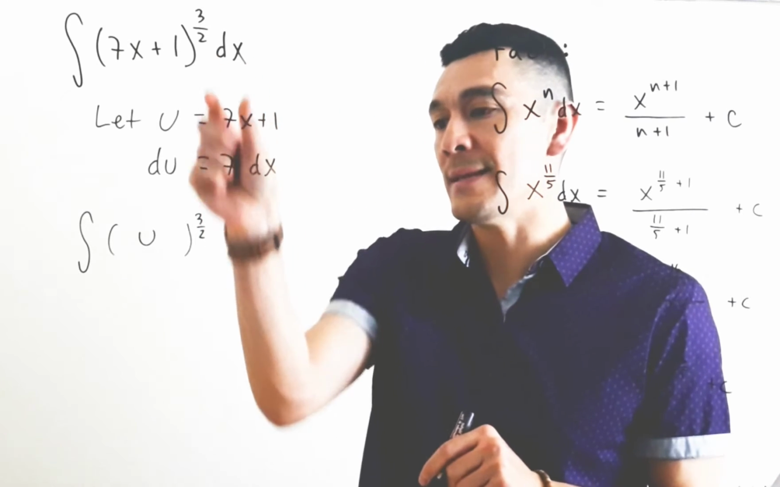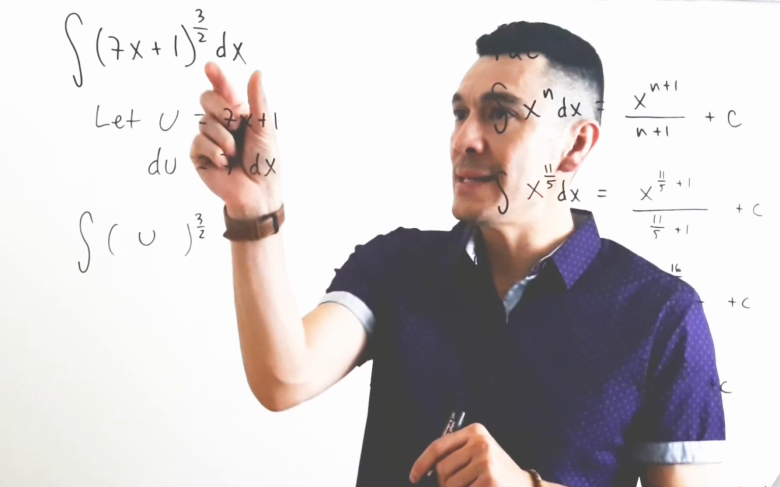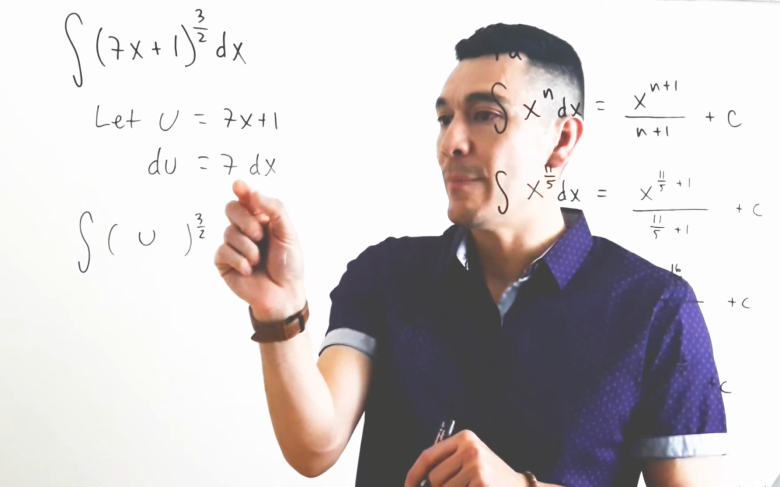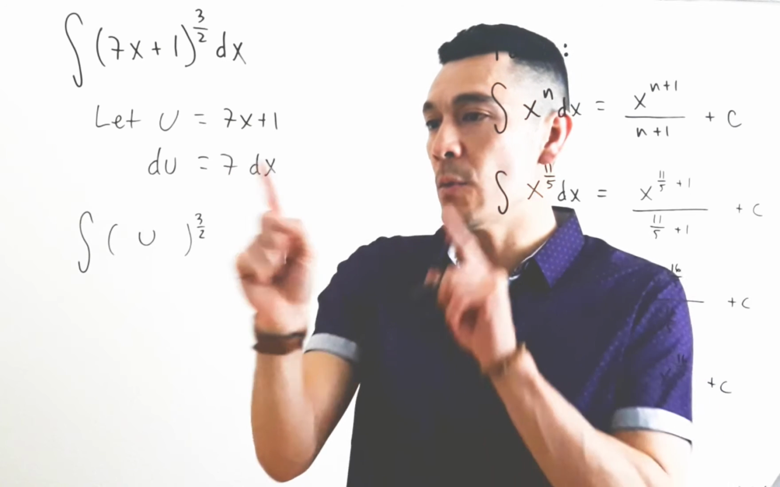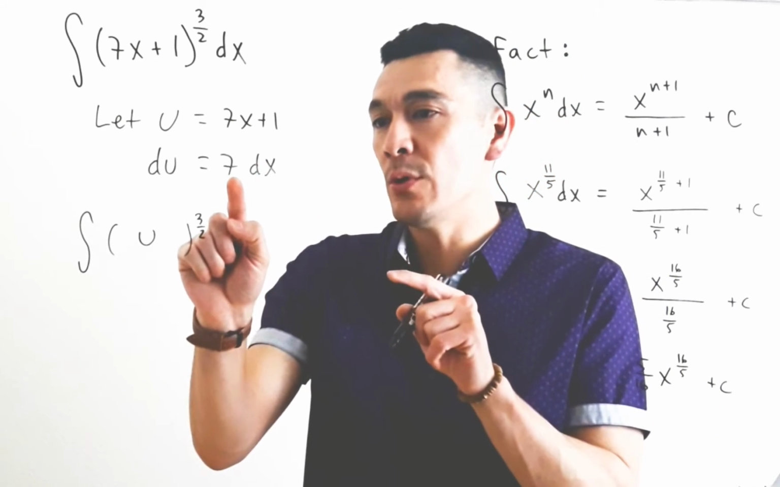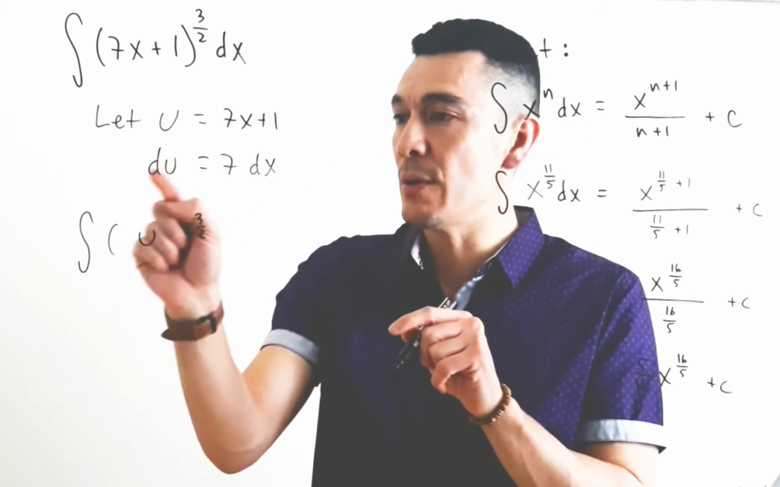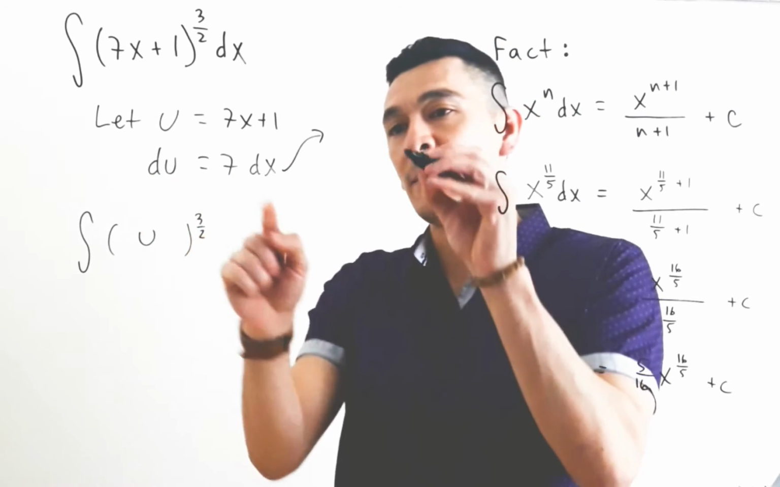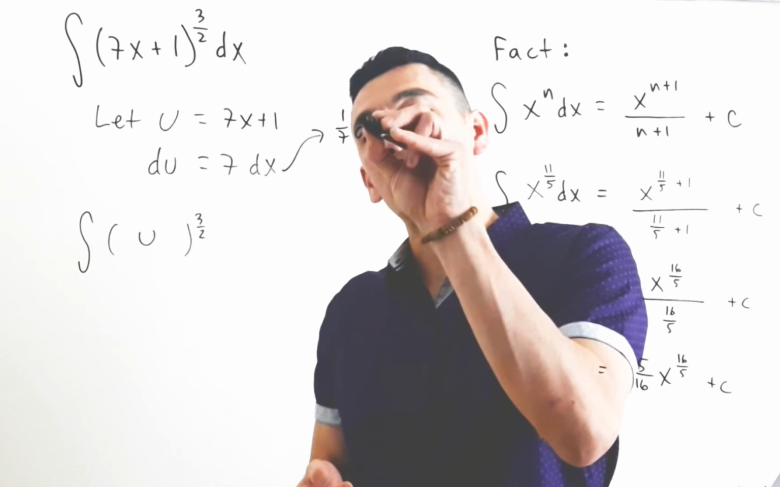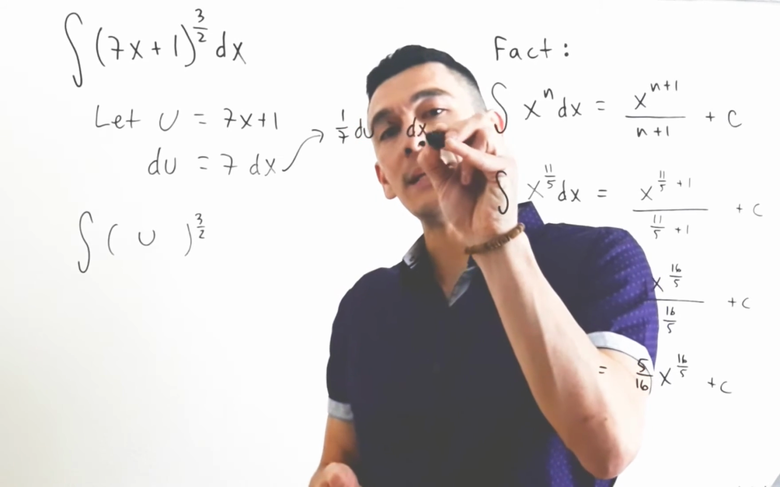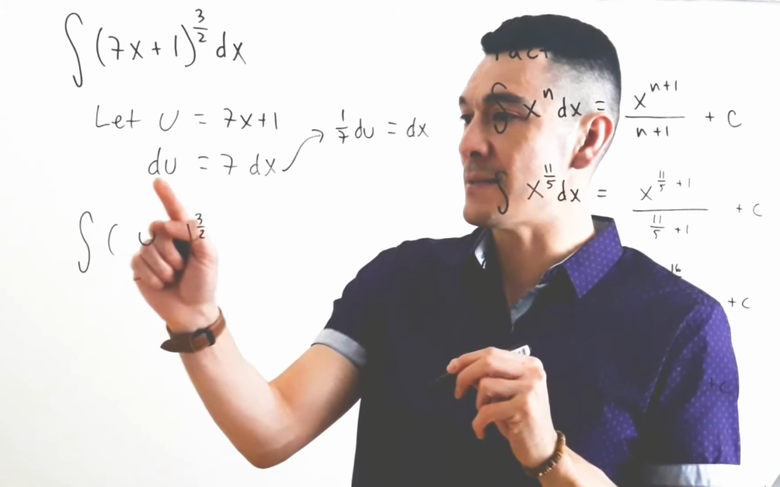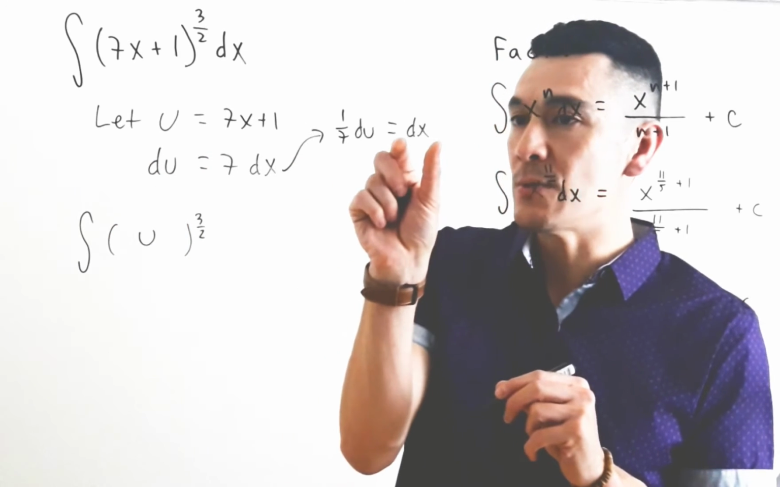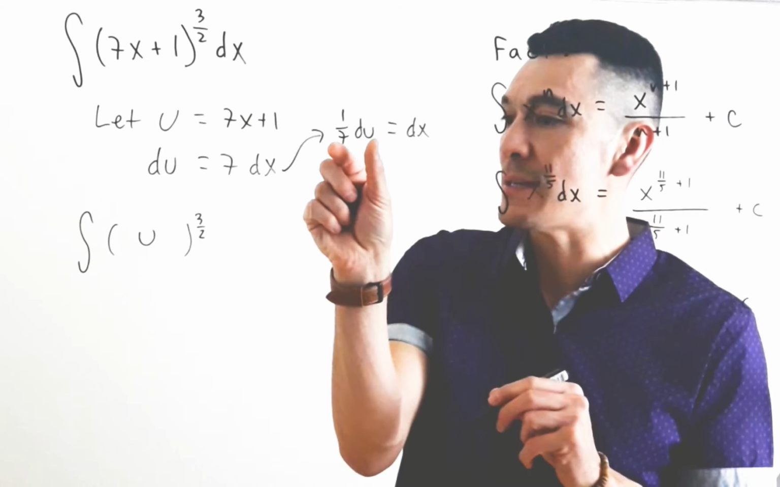Now, dx needs to be placed here, but dx has to be in terms of u. Well, I see a dx right there, but I don't like this 7. So why don't we quickly just move the 7 to this side by dividing both sides by 7. So here, this would be the same as 1/7 du equals dx. Yes, if I divide this underneath, pull it out to the front, that's what this would look like. So dx gets replaced by 1/7 du.